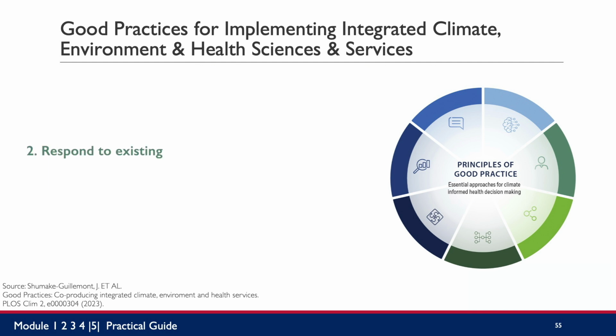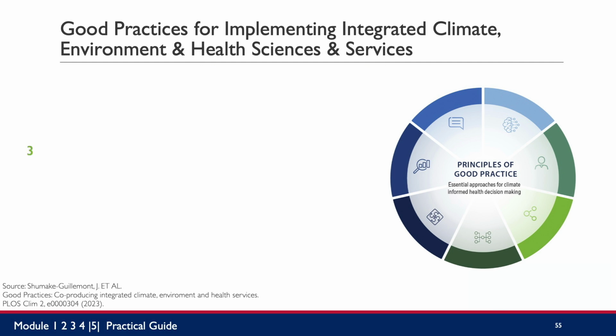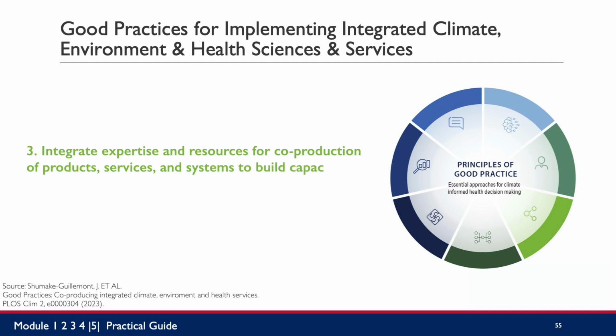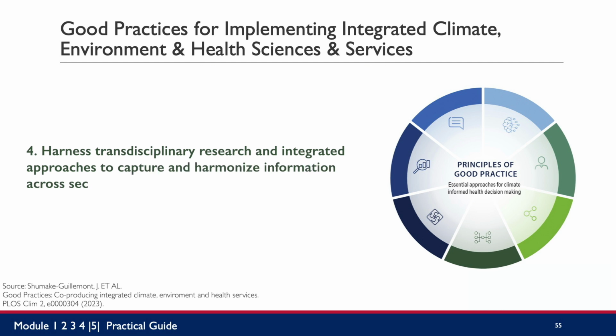Respond to existing capacity, readiness, and expectations to build incremental capacity, enabling environments and interventions appropriate to existing skills and feasibility. Integrate expertise and resources for co-production of products, services, and systems to build capacity, enabling environment and inclusive ownership. Harness transdisciplinary research and integrated approaches to capture and harmonize information across sectors, timescales, and systems.